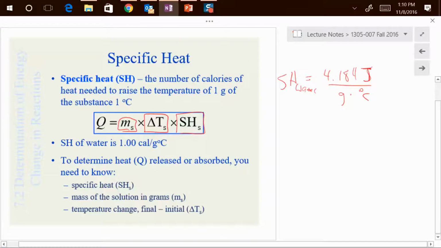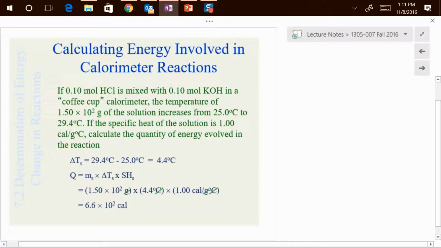Okay? That is the specific heat of water. So if this reaction is being carried out in something else like ethanol, then I can't use 4.184. I have to use the specific heat of ethanol, not of water. Okay? So it's important that you know what the surroundings of your system is so that you can use the correct specific heat of that surroundings. Okay? So, here we go.